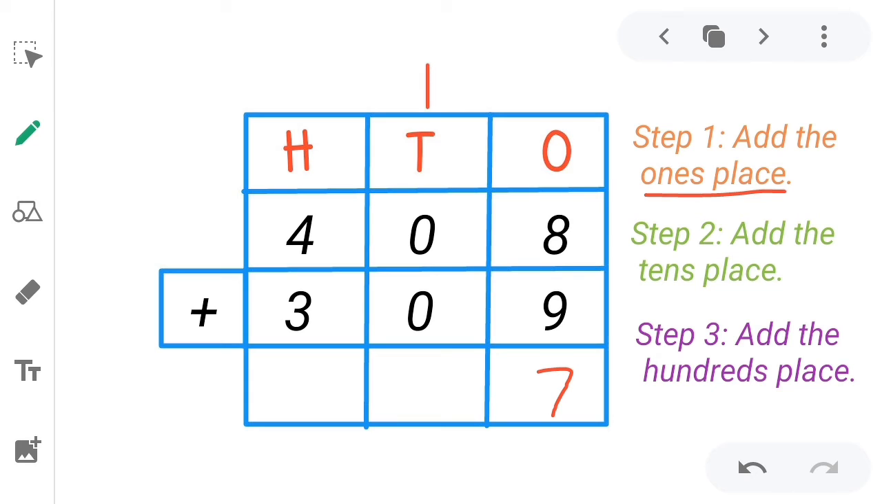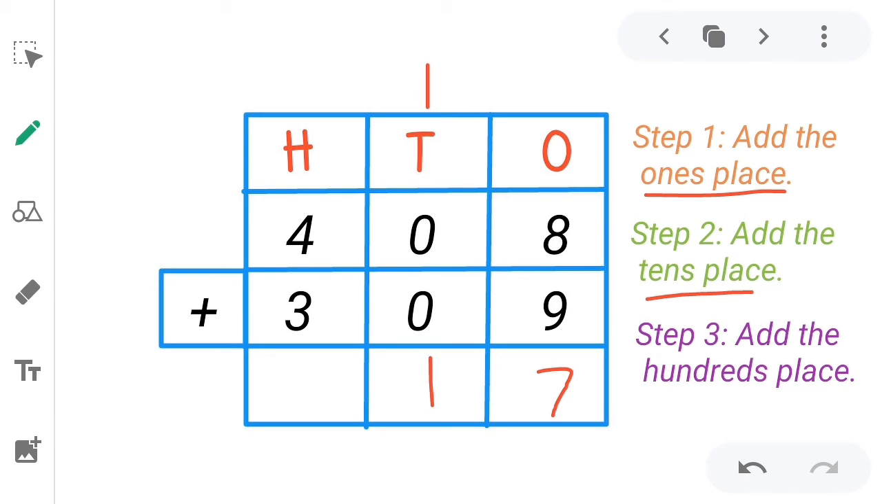and 1 will go as carryover. Now the next step is to add the tens place. So if we add the carryover, that is 1 with 0 and 0 in the tens place, we'll get 1 plus 0 is 1, and again 1 plus 0 will give us 1. So we'll get 1 in the tens place.